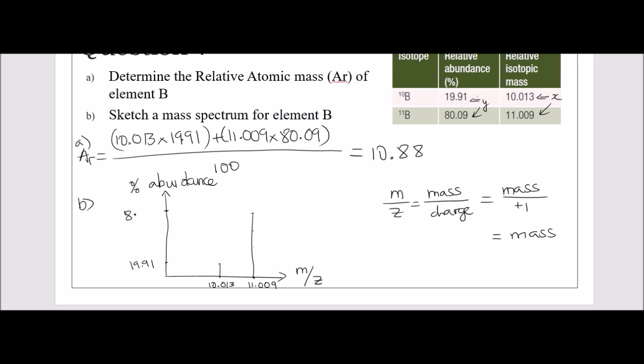Okay, 80.09. You don't need to do a peak, like a line like this is okay. That's enough signal, and I think that's good enough for me.